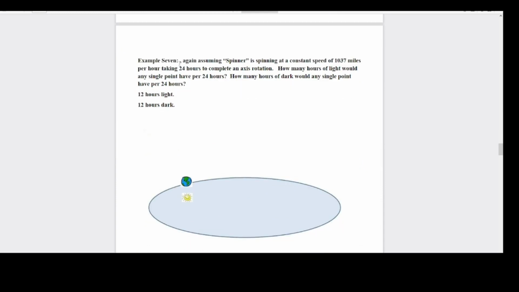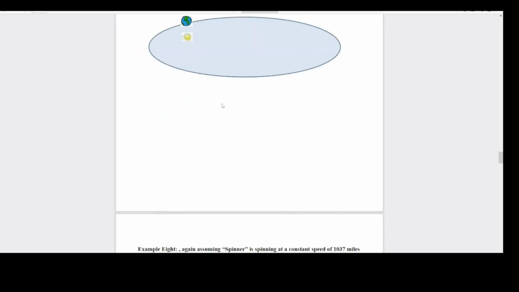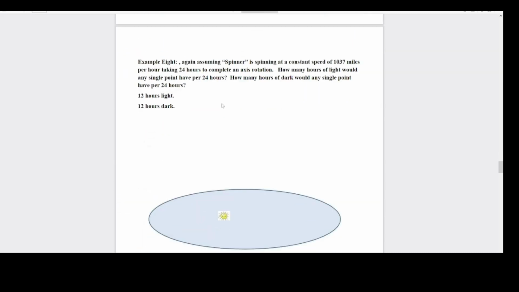Example 7 here, again assuming the spinner is spinning at a constant speed of 1037 miles per hour, taking 24 hours to complete an axis rotation. How many hours of light would any single point have per 24 hours? Here we have the Earth and the Sun very, very close together in this particular aspect, and the Sun right over here. How many hours of dark would any single point have per 24 hours? 12 hours of light, 12 hours of dark. It really doesn't make any difference, does it?